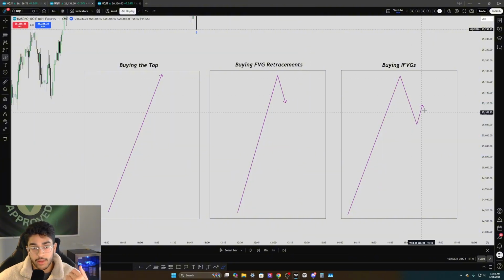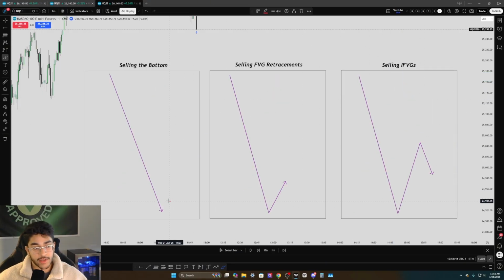Or you trade my model and you buy inversions. We allow price to form a high, right? We're not buying the top, but we let it form a high. We let it retrace, and then we get our confirmation of the original trend with that inversion. This is the safest and highest win rate model to capitalize on a bullish trend.